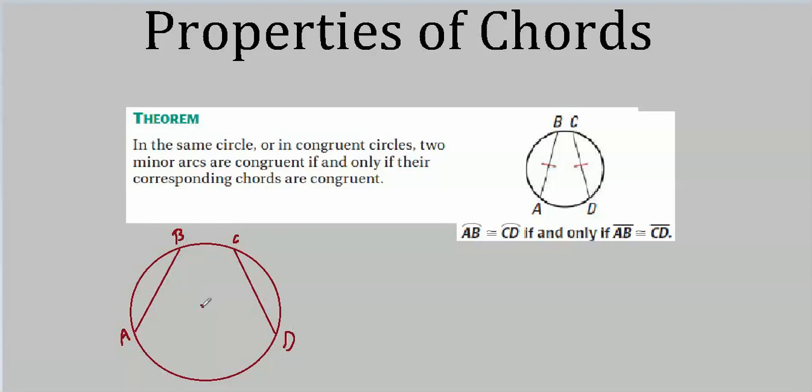How would we know that? Well, this is a pretty easy one. Now let's take a look at this by drawing another circle that's a little easier to work with, I think. Well, it's easier for me to work with anyway. They say that AB is congruent to CD if the arc AB is congruent to the arc CD, and vice versa. Well, let's start with the arcs being congruent. What does that mean? If AB is congruent to CD, that means they have the same measure.